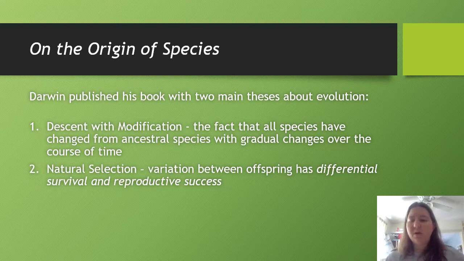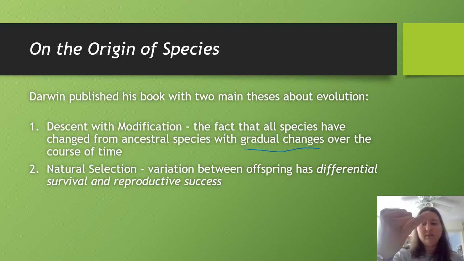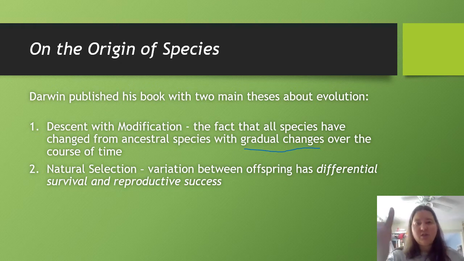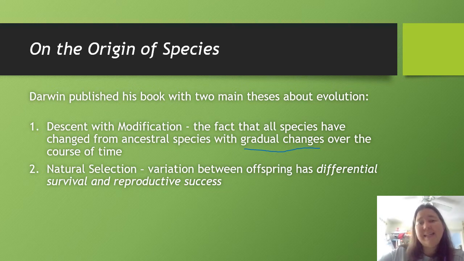Eventually, he published a book called On the Origin of Species. And he published it with these two main theses about evolution. Something that was called descent with modification. That's the fact that all species have changed from an ancestral species with gradual changes over the course of time. Take our pinky finger. There is evidence to suggest that pinky fingers in humans might actually be getting shorter. And there's also evidence to suggest that human average body temperature is changing. It's no longer that 98.6.